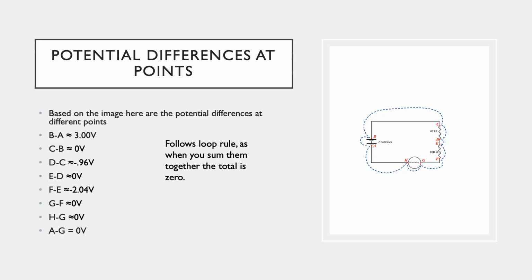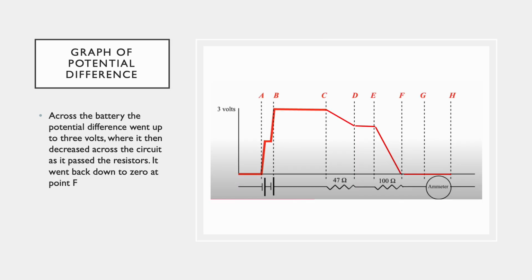Now we're looking at the potential differences at different points: A, B, C, D, E, F, and G. From A to B, the potential difference is 3 volts. From B to C, it's 0 volts. From C to D, it's negative 0.96 volts. From D to E, it's 0 volts. From E to F, negative 2.04. And for the rest, it's all 0. If you add all this up, the total change is 0, which follows the loop rule.